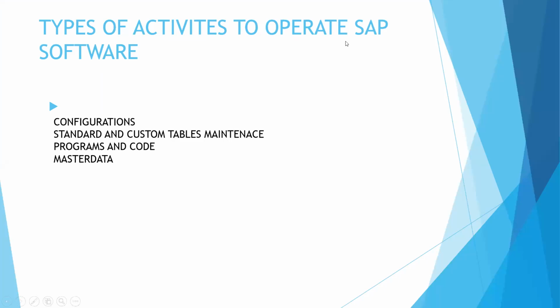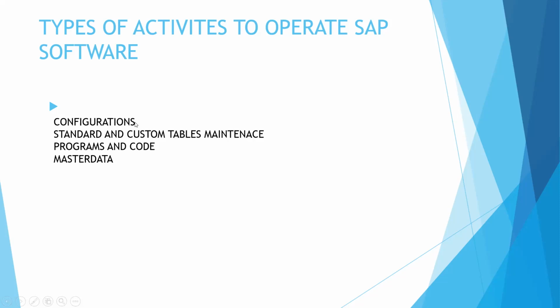Types of activities to operate SAP software. What are all the activities we are going to do? You can do configurations, standard and custom table maintenance, programs and code, and master data. Configuration is, for example, when your customer wants only order and delivery, in such cases you will do the configuration. Or your customer has two channels, retailers and wholesalers, so they will create a retail channel and a wholesale channel. Based on country and region, different requirements will be there. That we are going to learn.